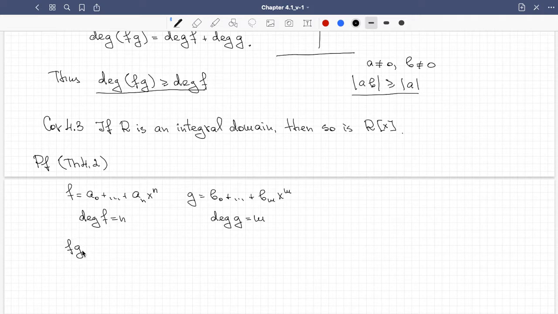Now we use our definition of the product and find, by definition of the operation of multiplication in the polynomial ring, we find that fg, the product, is a_0 b_0 plus many other coefficients plus a_n b_m x^(n+m). Now we assumed here a_n is not 0 and b_m is not 0.